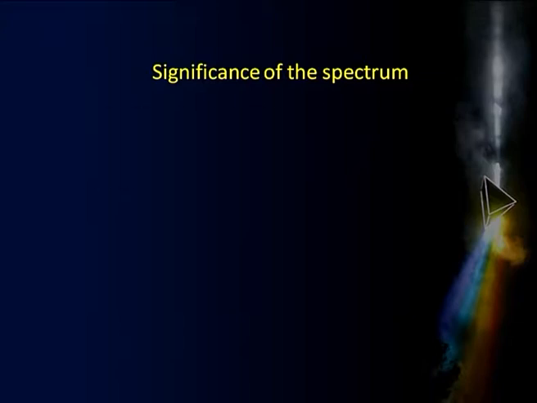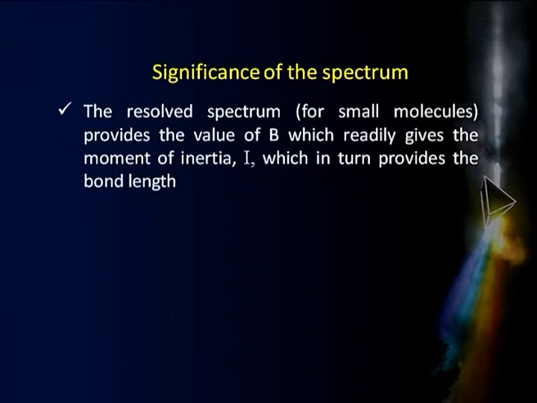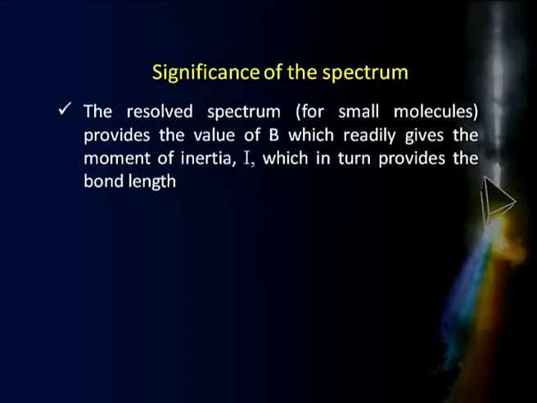Now, let us see what is the significance of this spectrum I have got. The significance is, if I have a resolved spectrum, which happens in the case of small molecules, we do get a resolved spectrum. This will provide us the value of B, because we know that the first line is at 6B and then 10B and so on and so forth. If I can locate them, I can get the value of B, which will give me readily the moment of inertia, because we know that B and I are related, which in turn is going to provide me the bond length, because we know that I is equal to mu r square. So, if I know I, I can get the value of r. That means in principle the rotational Raman spectrum can give me a means of getting the bond length of simple molecules.